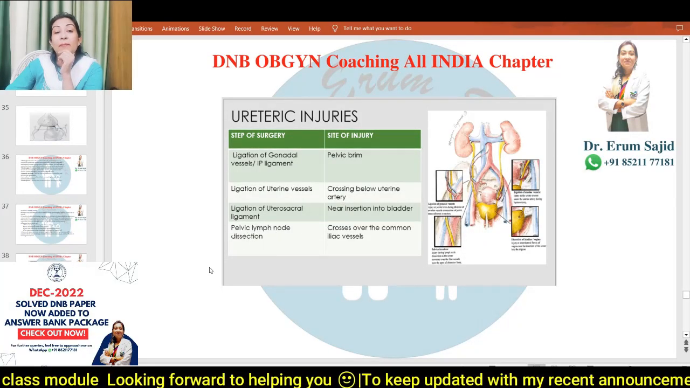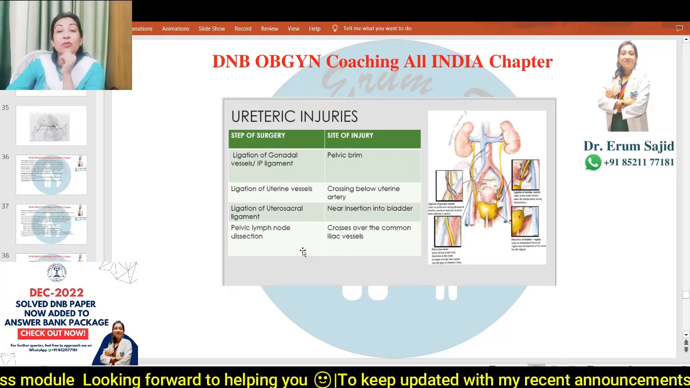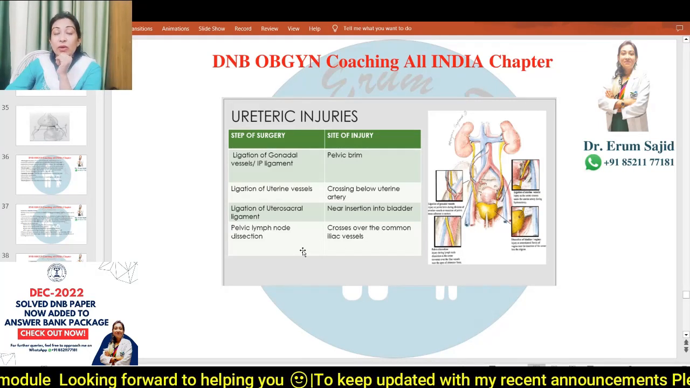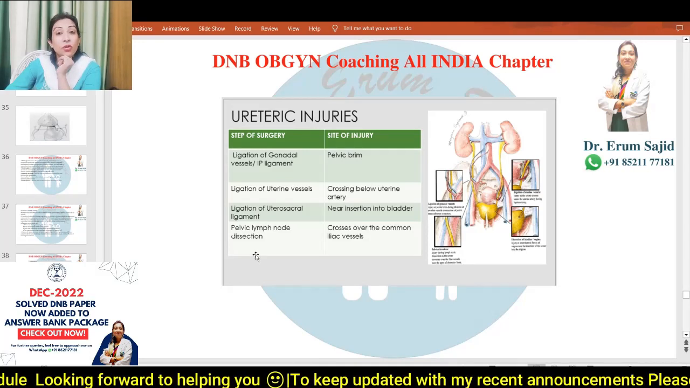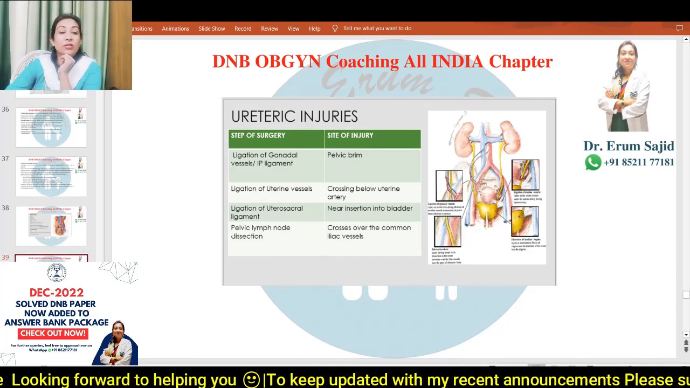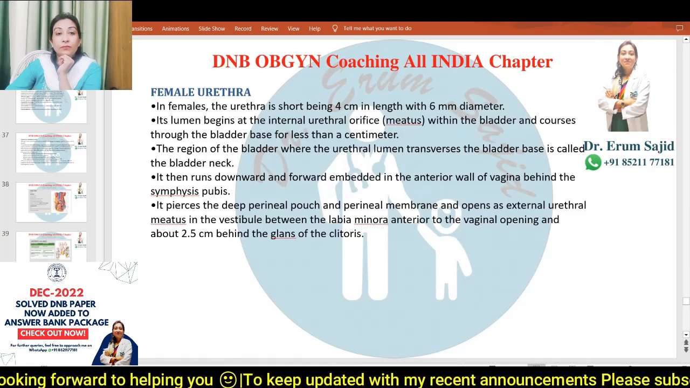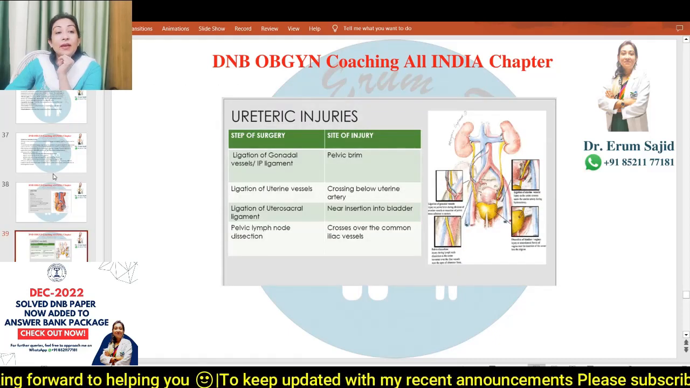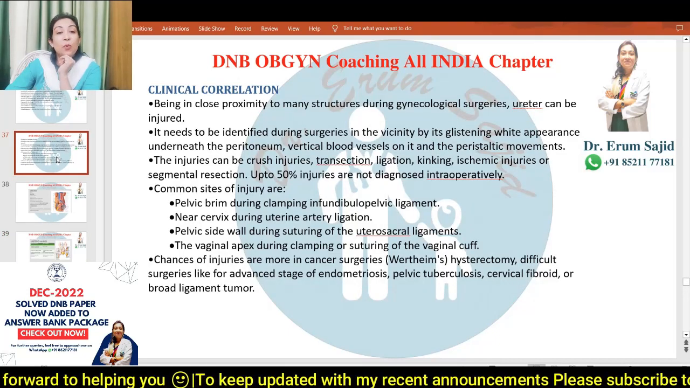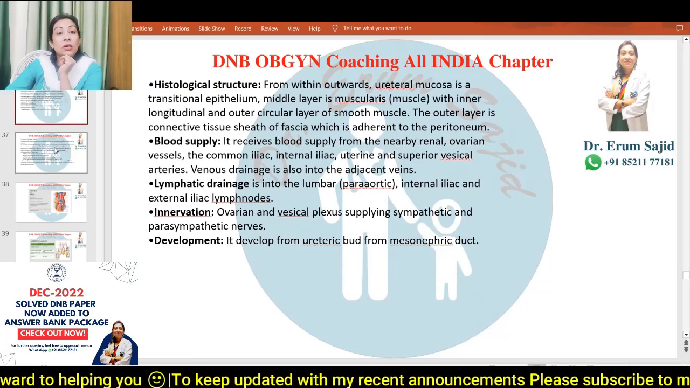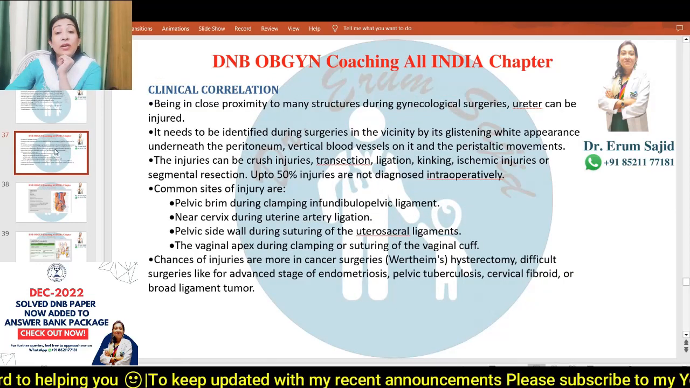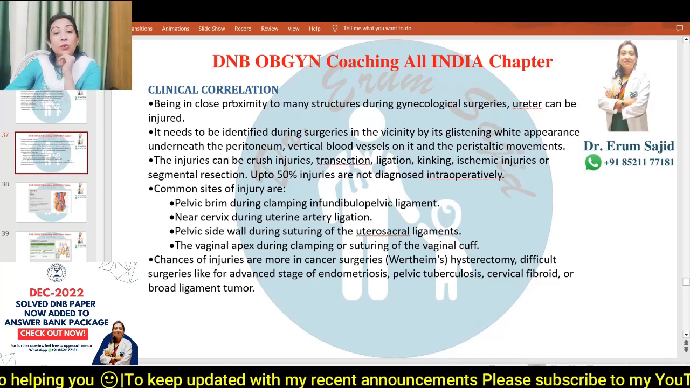And finally, pelvic lymph node dissection. You go lateral over the common iliac vessels to get some lymph nodes, and you have already injured the ureter. So I think we have spoken about the ureter in depth. Let's just read through this slide.